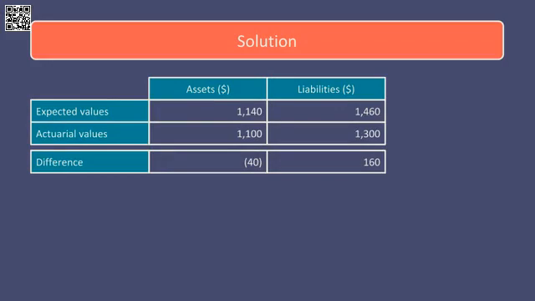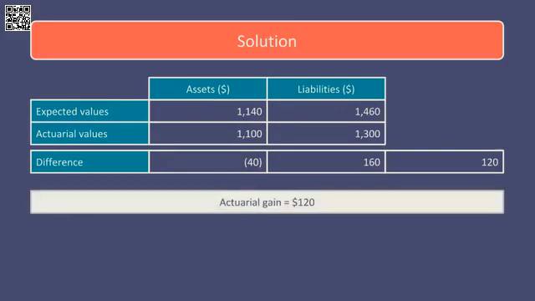So the net result is a gain of $120, i.e. 160 minus 40 is 120. A reduction in liabilities is a gain. Net difference of $120 is the actuarial gain. This gain is reported through the OCI.